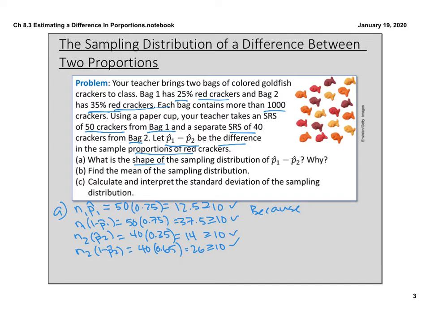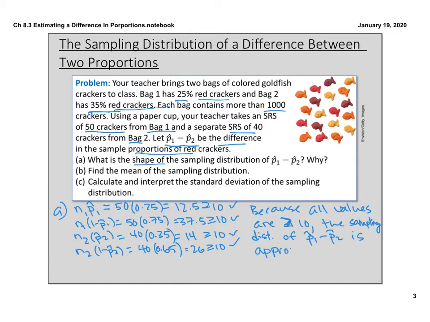So we can say, because all values are greater than or equal to 10, the sampling distribution of p hat 1 minus p hat 2 is approximately normal.